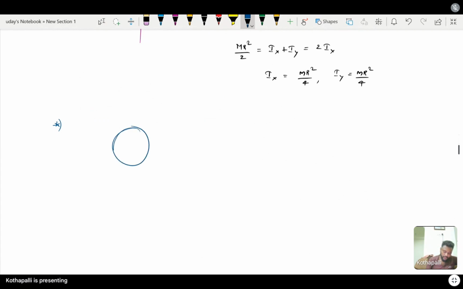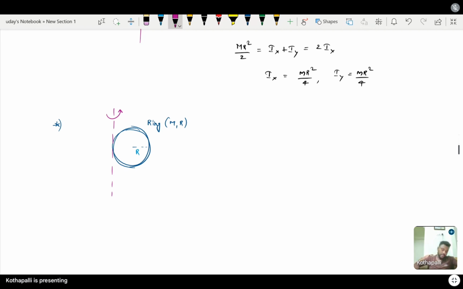Consider a disk or ring of mass m and radius r. Now I want the moment of inertia of this ring about the axis passing through its tangent, through its edge, and parallel to the plane. Parallel to the plane means, I'll just show you. This is the ring, this is the axis, and this is the plane of the ring, parallel to that axis. If the ring is rotating about this axis like this, what will be the moment of inertia?